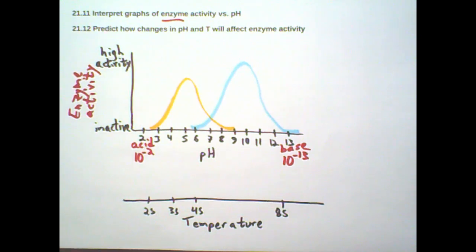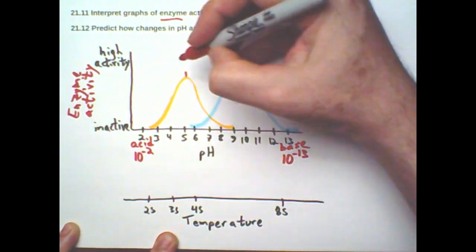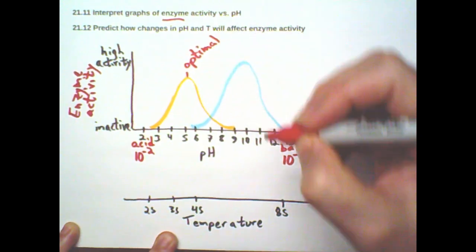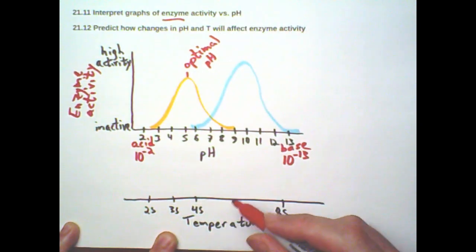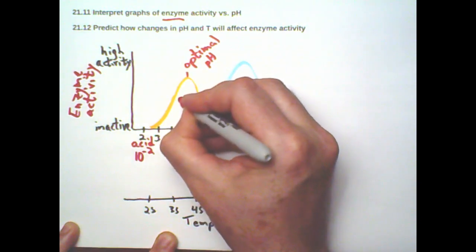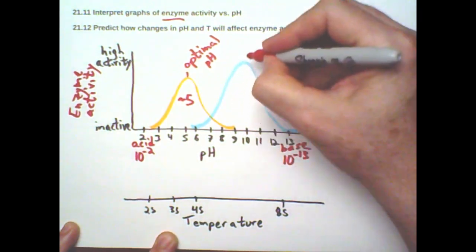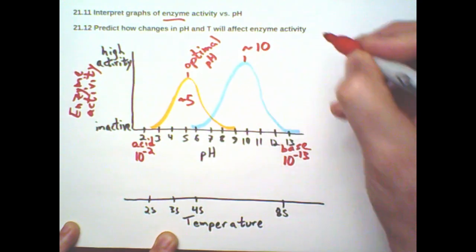Enzymes have ranges in which they work, and in a certain range they work the best. That is their optimal pH. For this orange enzyme, the optimal pH is close to 5. For this blue one, optimal is close to 10.